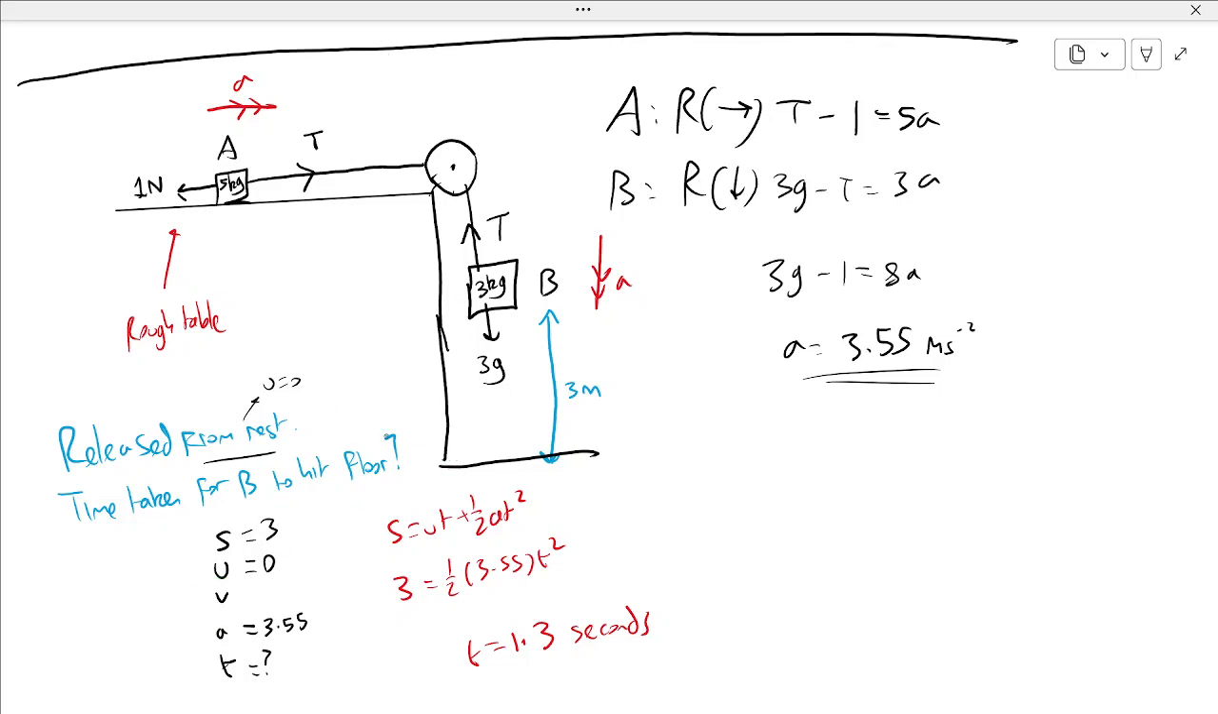Some of you might have been saying, when I set up my SUVAT, that V should be 0, because V is the final velocity, and after the particle hits the floor, well, it's not moving. That's not correct, okay? So V represents the velocity with which the particle hits the floor. How fast is it moving a fraction of a second, like an instant, right before it hits the ground?